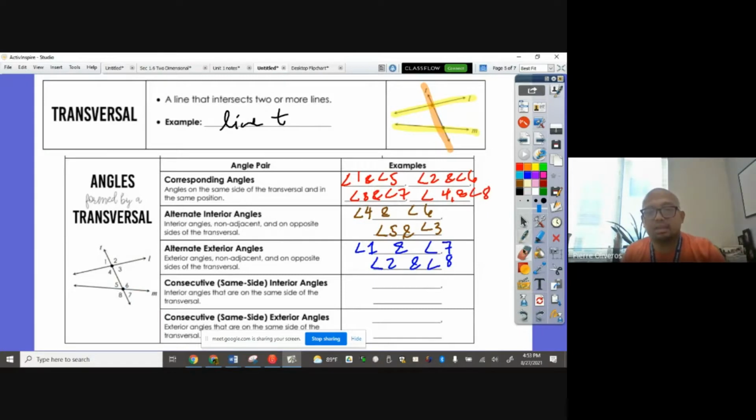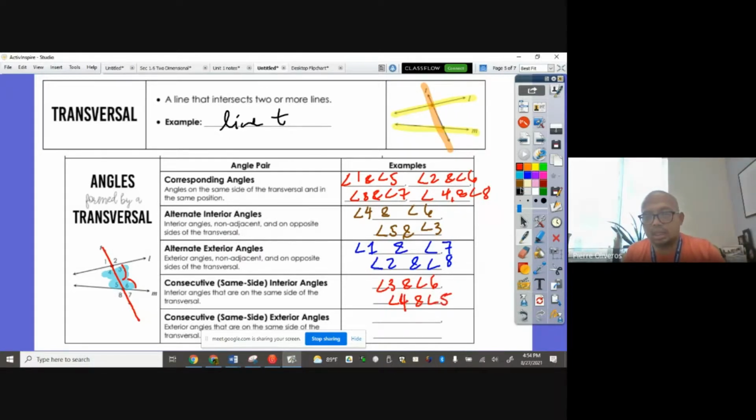Now, consecutive same side interior. Again, we're going to focus on the inside, the interior. So consecutive means interior angles that are on the same side of the transversal. The transversal line is this red one here, the T. So the pairs will be 3 and 6 and 4 and 5.